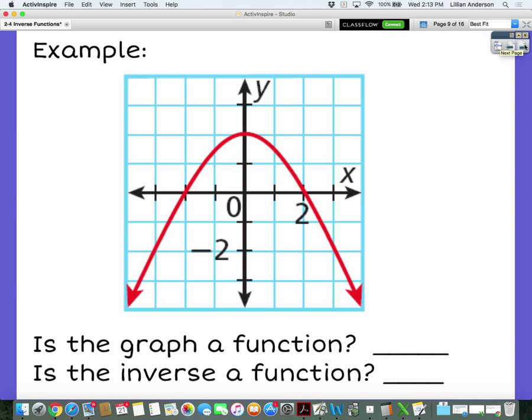What about this function? Is this function 1-to-1? So is the graph a function? Is the inverse a function? No. Because it doesn't pass the horizontal line test, our inverse is not a function, and that tells us that it's not 1-to-1. Okay?